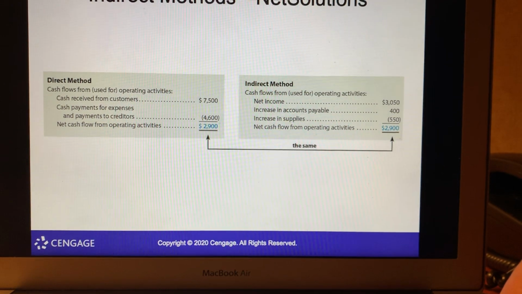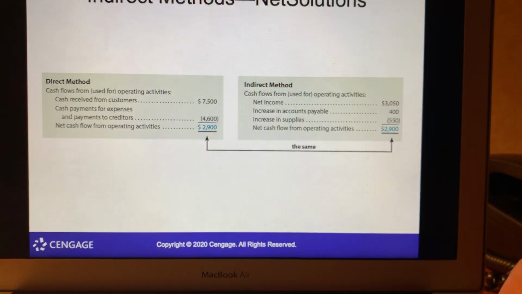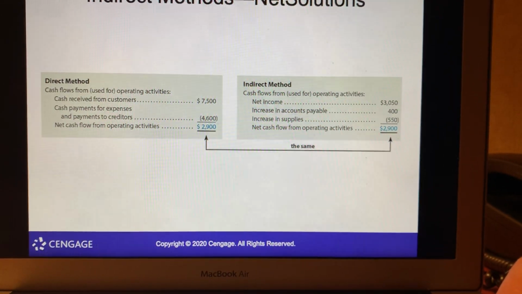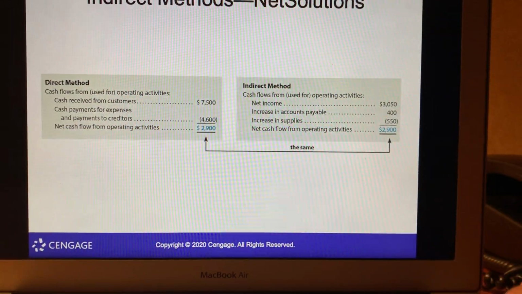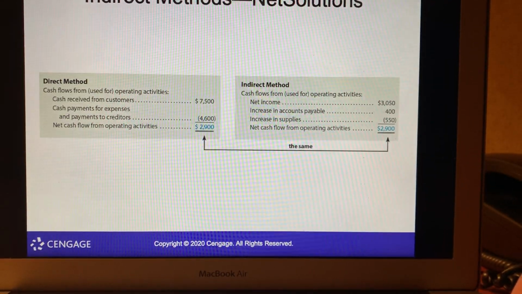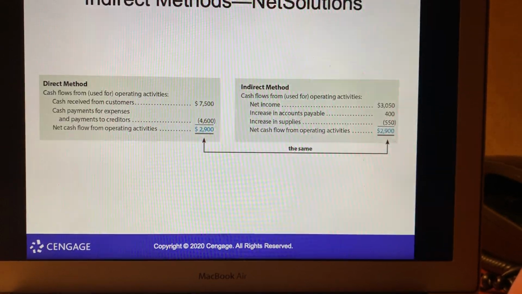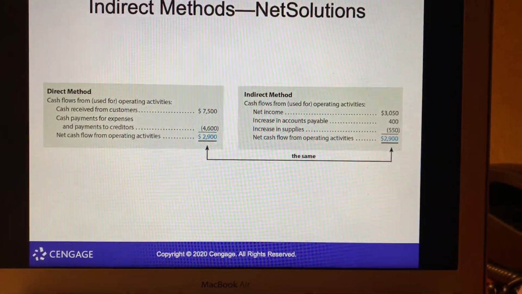So direct method on the left, indirect method on the right, they come out the same way, but there's a little bit more accountability over on the right than on the left. Okay, so this is comparing them side by side.